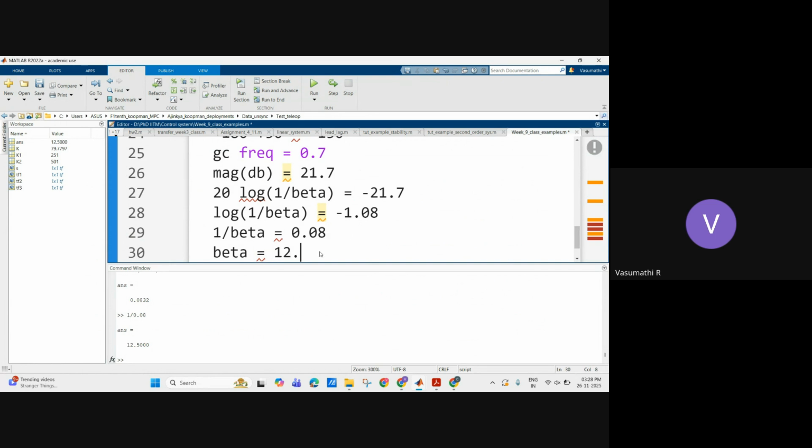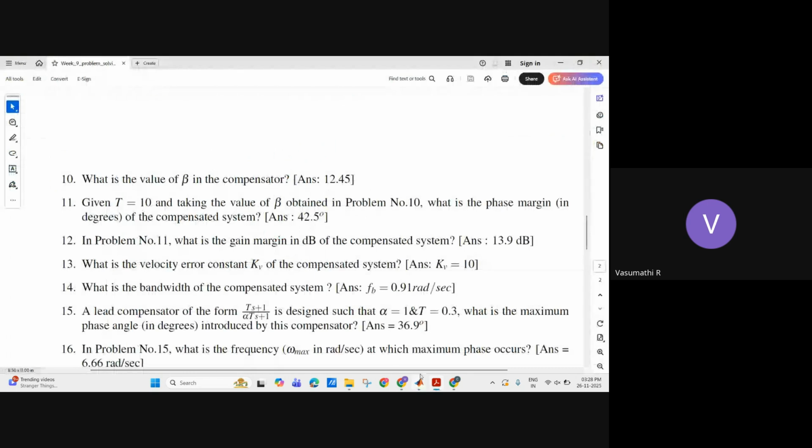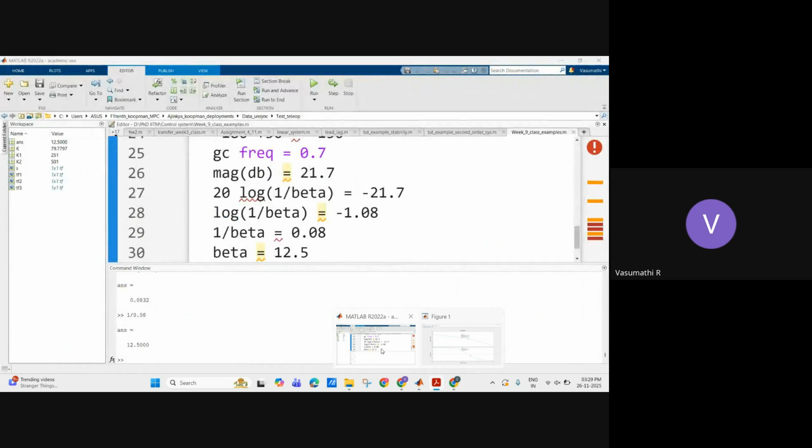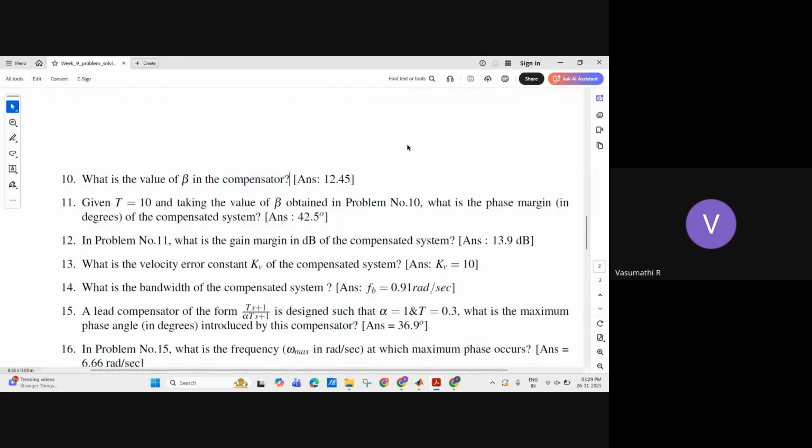Okay, we got it. We got the answer. Now the beta of the compensator is around 12, and we are also getting a similar value, 12.5 or something. Given T equal to 10 and taking the value of beta obtained here, what is the phase margin of the compensated system? Now we know the beta value and the T value they have given here.